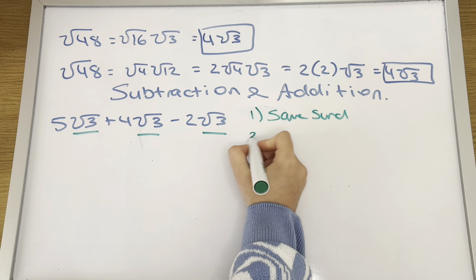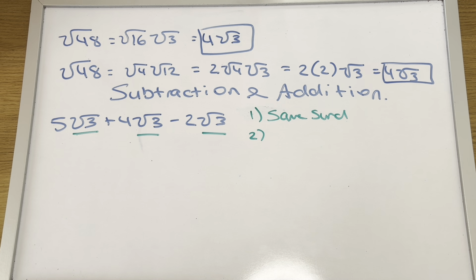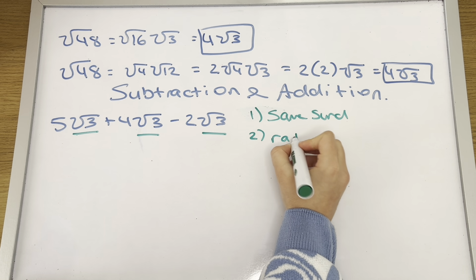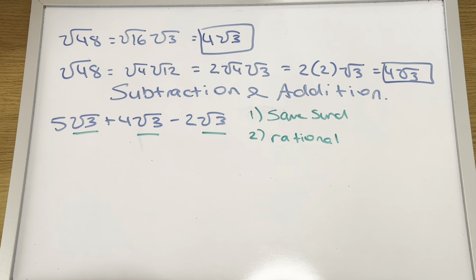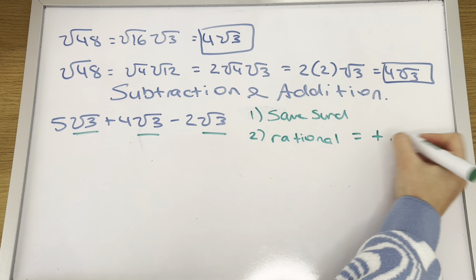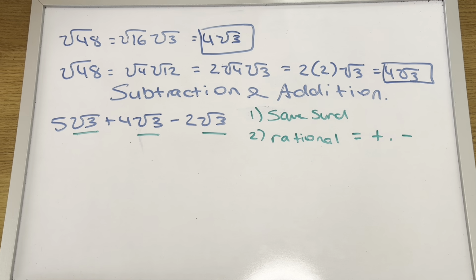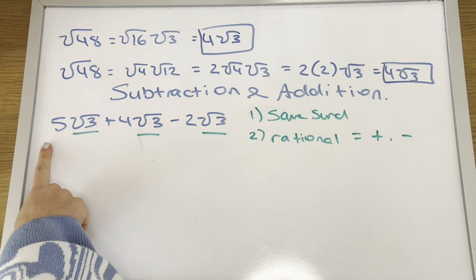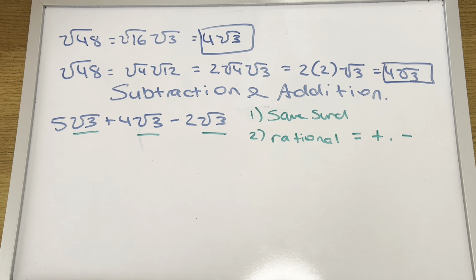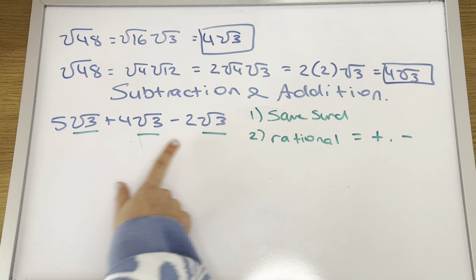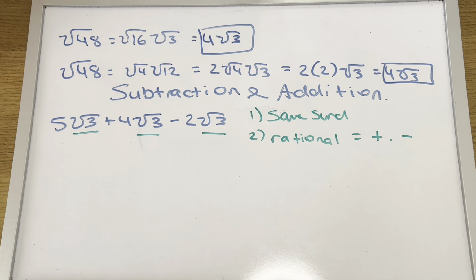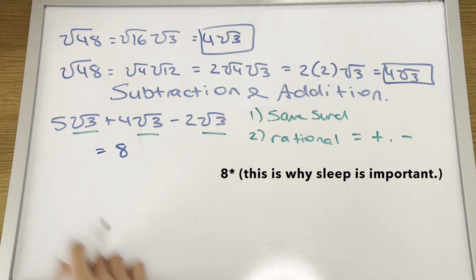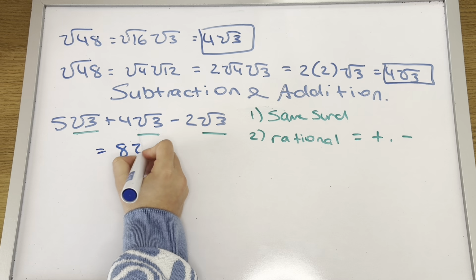The second thing to keep in mind is that the irrational is kept with the irrational, and the rational parts will be subtracted and added. We take the rational parts, which are 5, 4, and 2, because remember they are positive or negative whole numbers that can be put in the form of a all over b. So 5 plus 4 is 9, take 2, 8. So our answer will be 8, and then the same surd that we have, we just keep as that in the end.